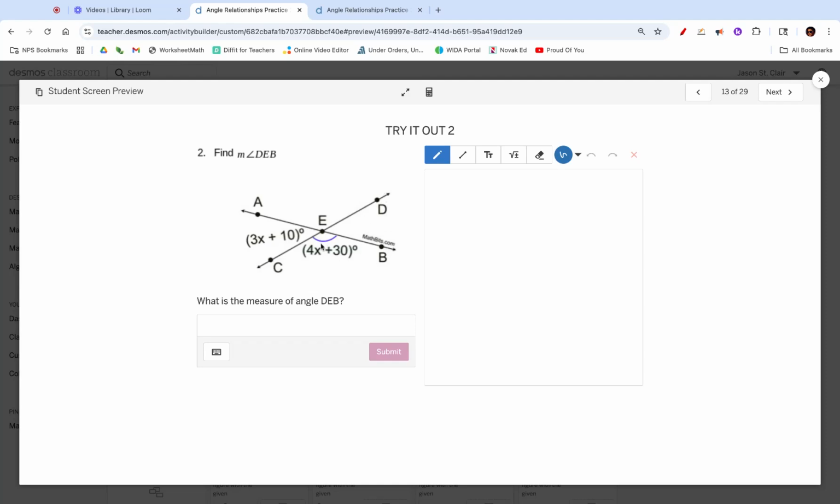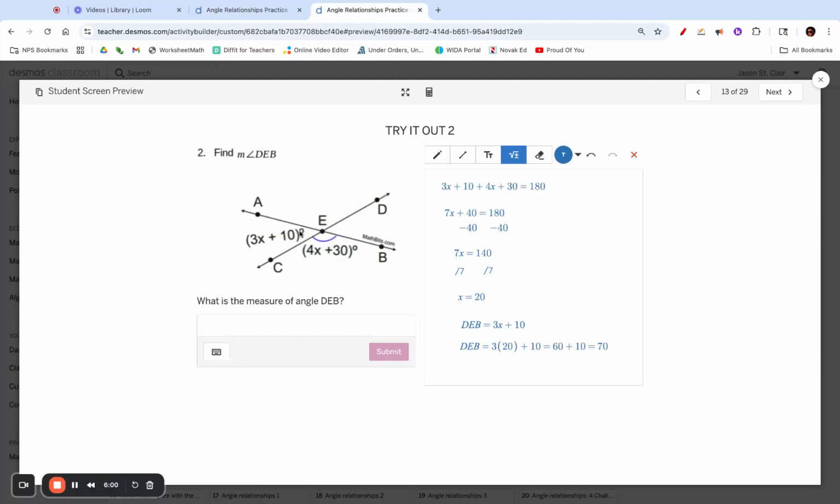To find DEB, I first have to figure out what x is from these ones here. To do that, I notice that 3x plus 10 and 4x plus 30 are supplementary. They make a straight line when combined together. So I have 3x plus 10 plus 4x plus 30 equals 180. I simplify that down to 7x plus 40 equals 180. I subtract 40 from each side. 7x equals 140. Divide both sides by 7, and I get that x is 20.